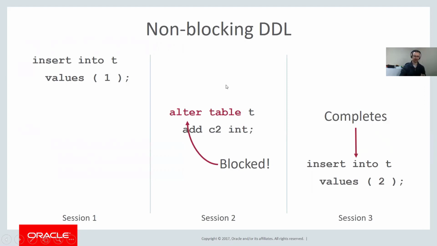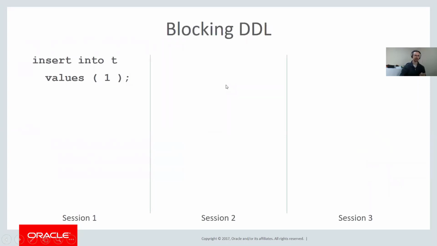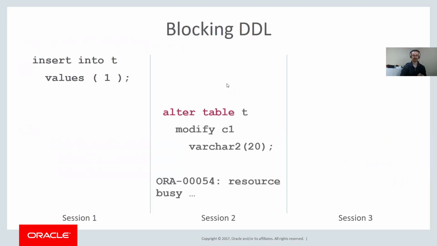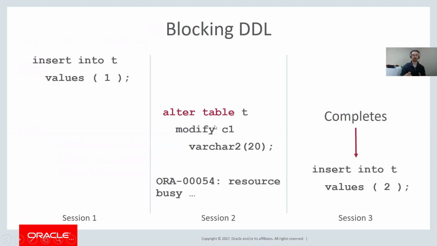What about blocking DDL? Well, this is similar, but what actually happens when you've got an uncommitted transaction? Unlike non-blocking DDL, it will bomb out straight away. So you try and run the alter table, and an example of something that is blocking is altering a column, increasing the length of a varchar2, something like that, and you get this ORA-00054 resource busy error. So we've got our uncommitted insert, the alter table fails, but because it's failed, everyone else can still keep doing whatever they want to do.